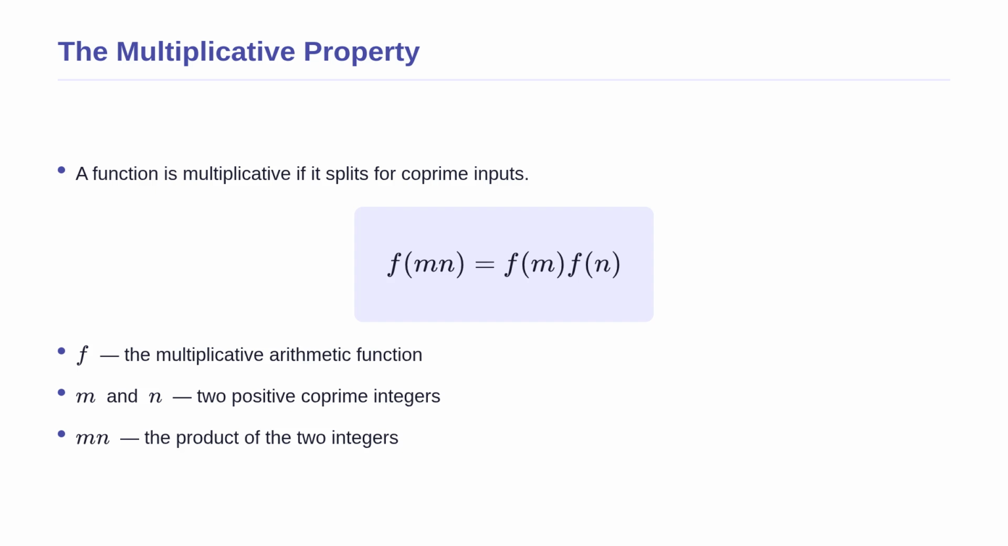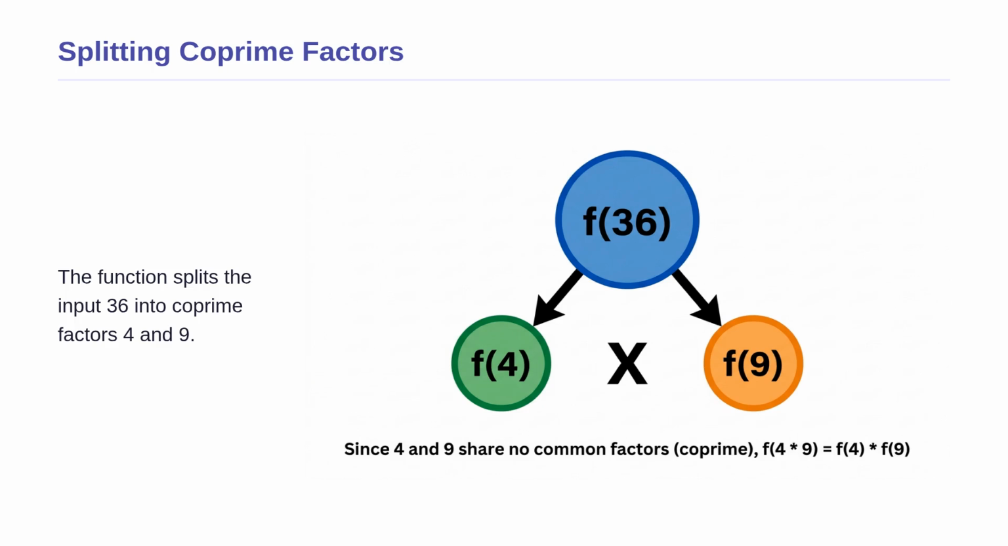If they share common factors, like 4 and 6, which both share the factor 2, this splitting behavior would not necessarily hold true. If m increases, the combined product increases. But as long as the new m remains co-prime to n, the function will still perfectly split into two independent calculations. To make this formula more concrete, let us look at a visual representation of how this splitting works.